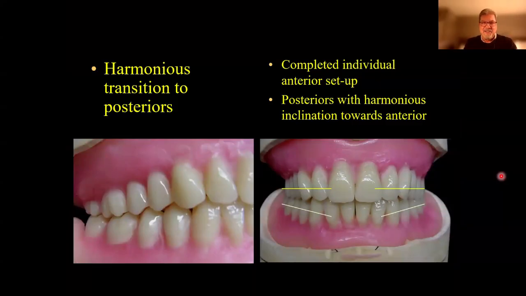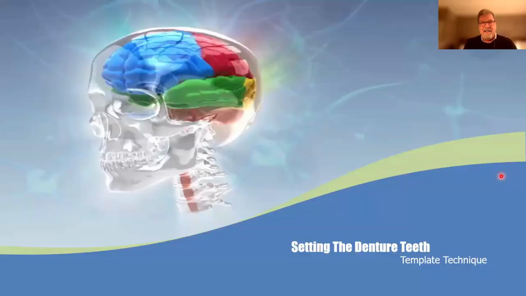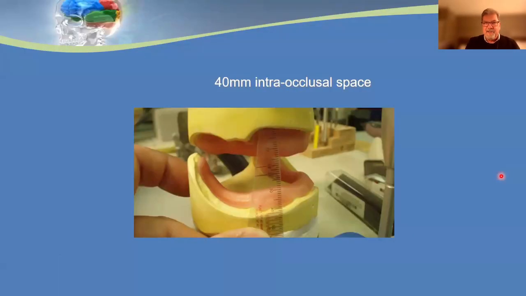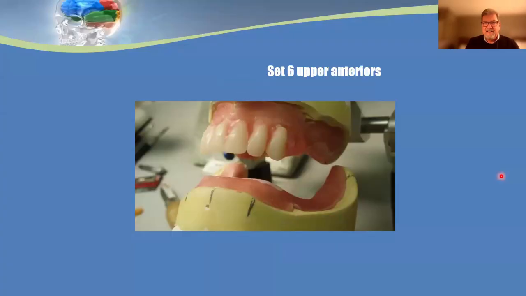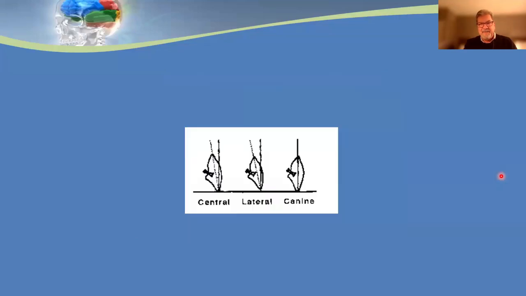But we want that harmonious transition to posteriors. We want a completed individual anterior setup for a nice natural look. That's going to help me with my AMA gauge: 40 millimeters intraocclusal space, six upper anteriors. I set those first, and then I check my arrangement on the occlusal plate, touching the central and the canine.